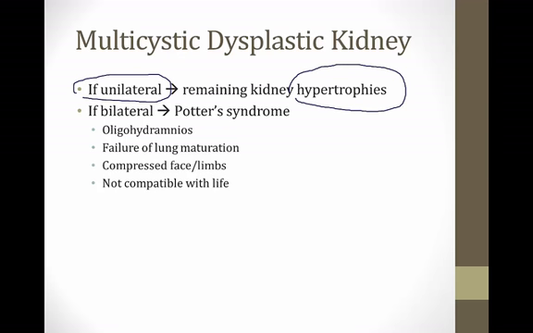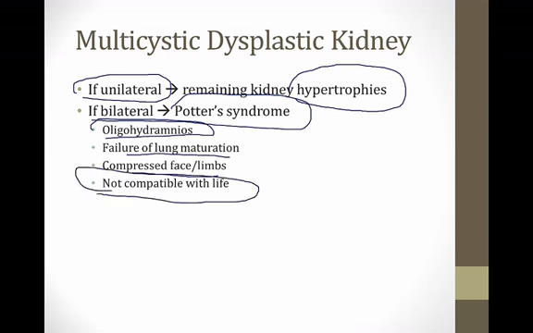However, if both kidneys develop multicystic dysplastic kidney, then you'll get what's called Potter syndrome, and this is where the baby doesn't produce urine, so there's oligohydramnios. The fetal lungs don't mature, and this will ultimately cause fetal demise. The baby will not survive because of the lungs. And then because there isn't amniotic fluid surrounding the fetus, there will be compression of the face and limbs when the fetus develops. And as I said before, this is not compatible with life, and these babies will either be stillborn or die shortly after birth.